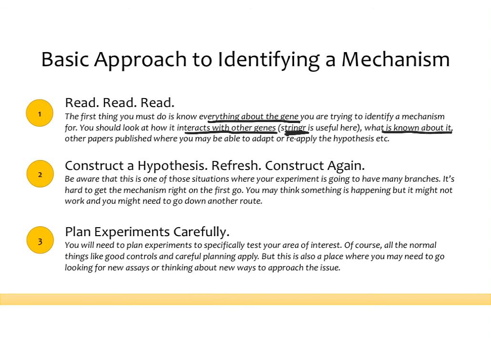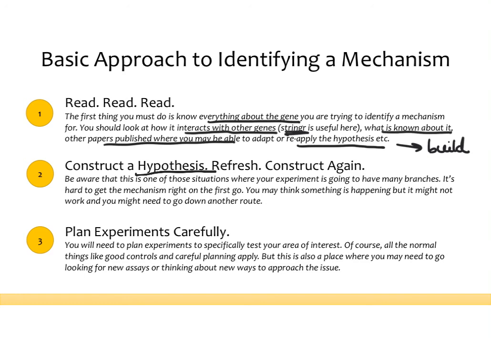You should look at what is known about it. And then you should also look at other papers that are published that might propose a mechanism that you could reapply to your specific scenario or that you could adapt or build on. This is how you build on other studies. And this is the best way to sort of start thinking about a mechanism. It's also why it's useful to choose a gene that has been somewhat studied so that you can have something to build upon. The second thing to keep in mind is that you might go through a few iterations. So you construct a hypothesis based on your reading, and then you test it, and then you construct again based on what you get.